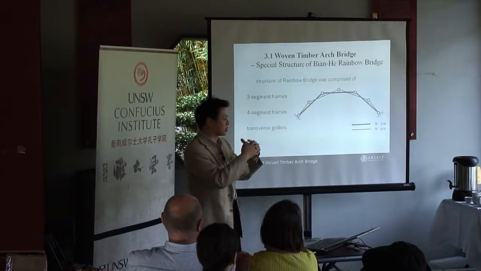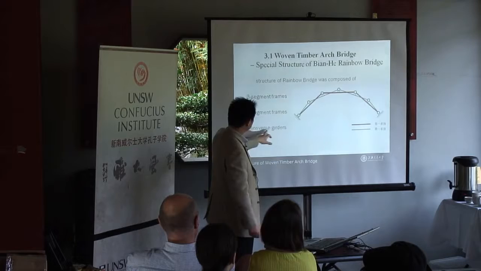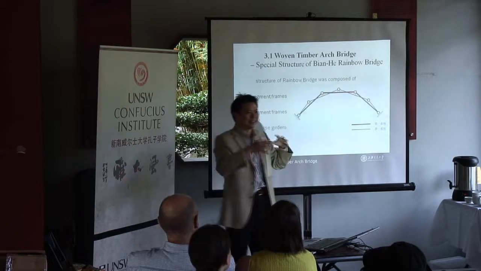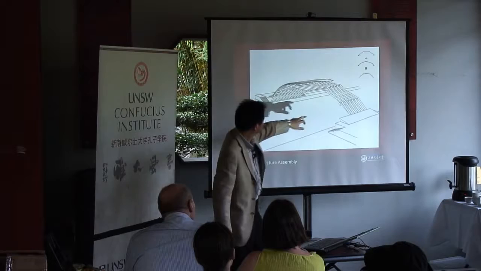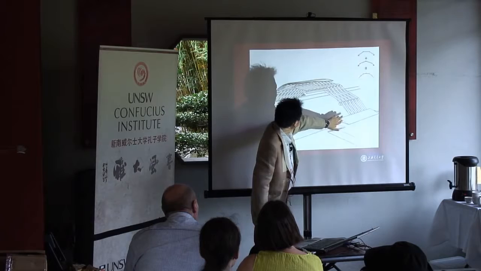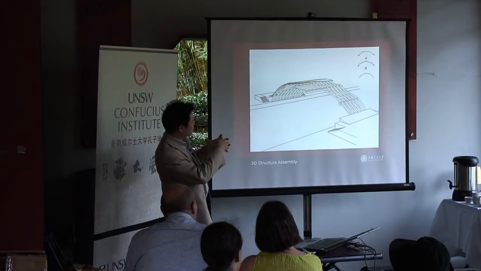At the same time, we need the transfer girders like this one, like Chinese woven something. Some structure assembly. This is a connector. And this one is the woven first system, and the second system is woven through this one.